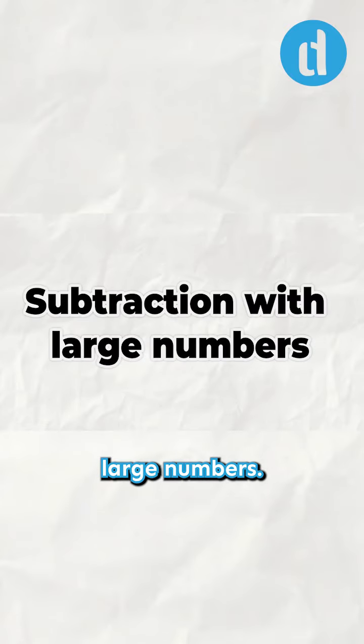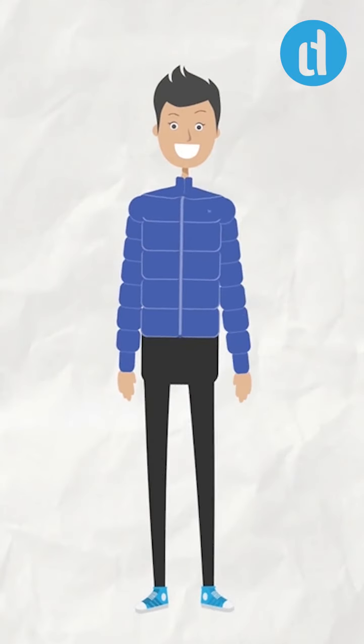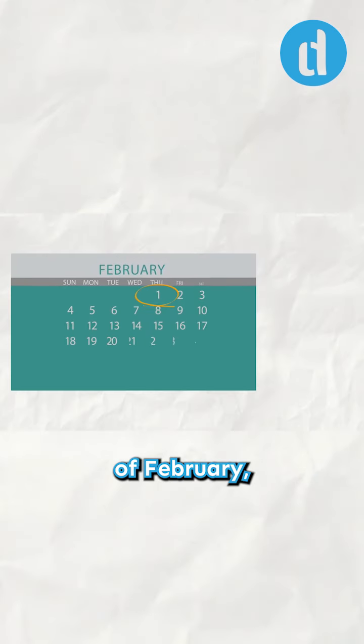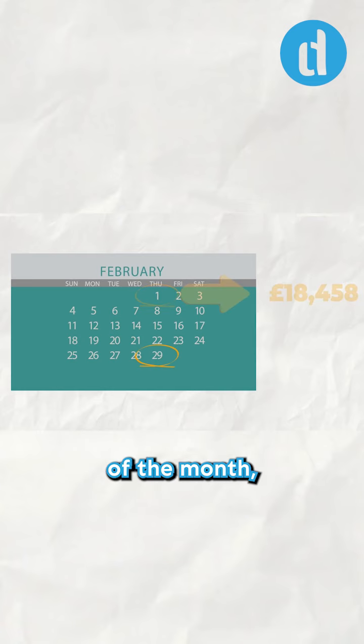Subtraction with large numbers. Darren is in charge of the fresh fish counter at a farm shop. He needs to keep an eye on how much he spends each month. At the start of February, he has spent £18,458 on fresh produce.